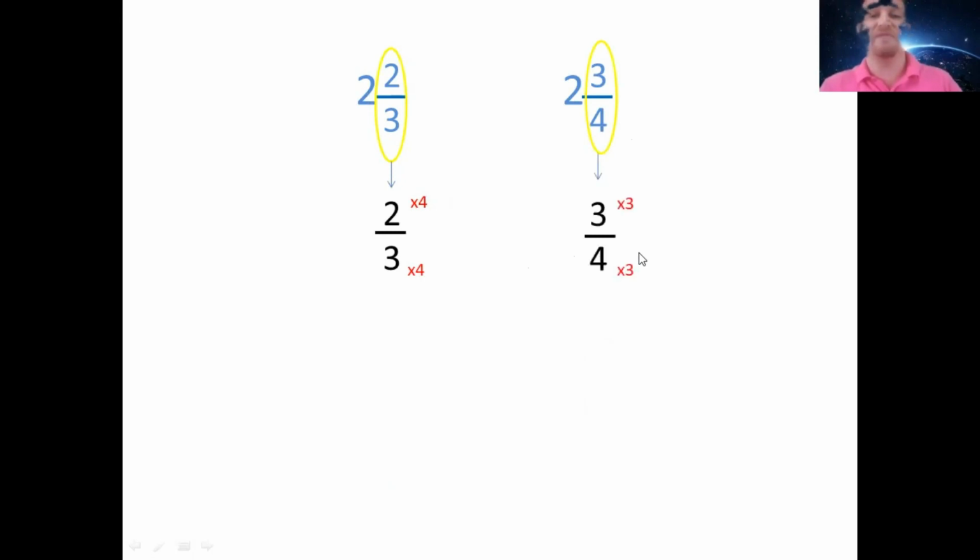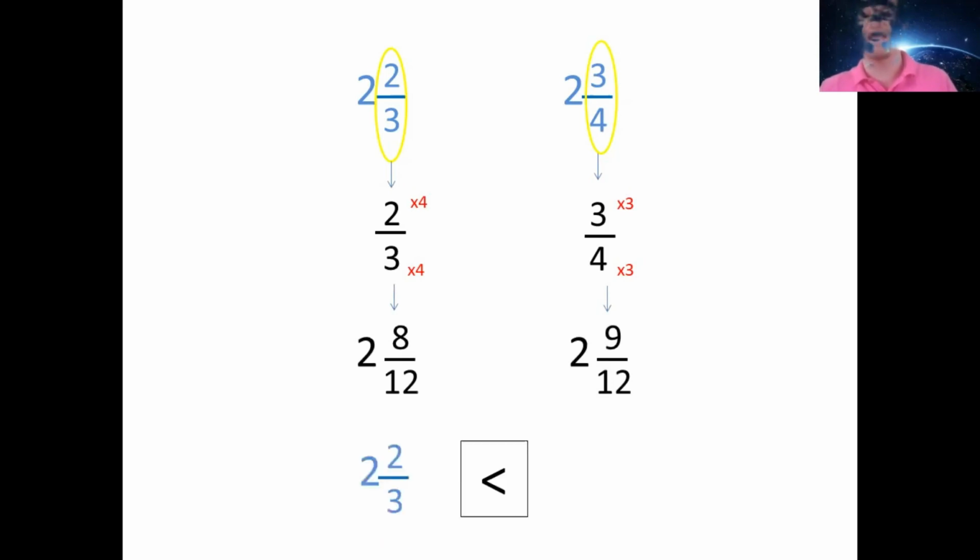So what have we done here? We've got 2 over 3, denominator 3 times 4, numerator 2 times 4, and then on the other side, 3 over 4, we have 4 times 3 and 3 times 3. And what do we get? We get 8 over 12 and 9 over 12. Put the whole number back. And you can see clearly which one is bigger, can't you? So we would say 2 and 2 over 3 is less than 2 and 3 over 4. Okay, that's just a little tip to increase speed.